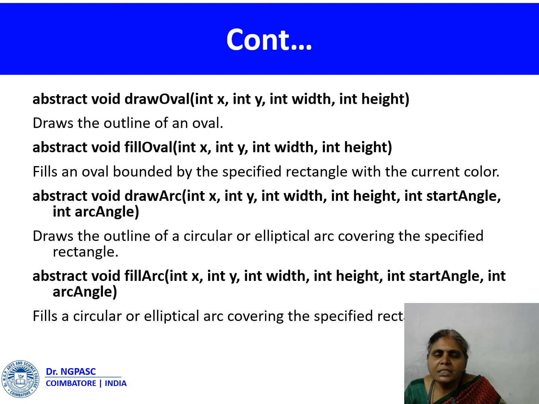The next method is, after drawing the oval, if we want to fill the oval with a specified color, then we have to make use of a method known as the fillOval method. The fillOval method takes the same oval as a parameter and fills it with the specified color, which is already specified by you with the help of the setColor method.